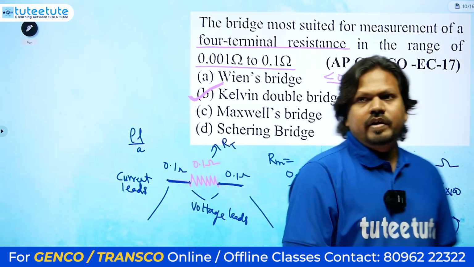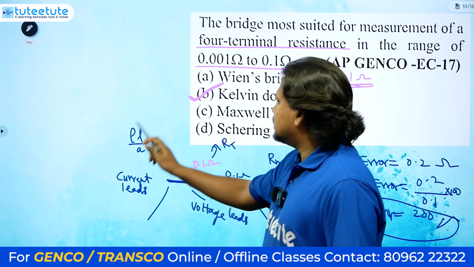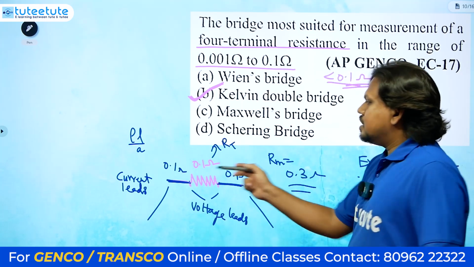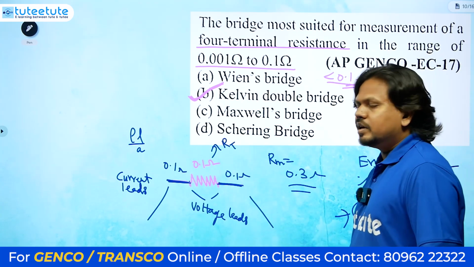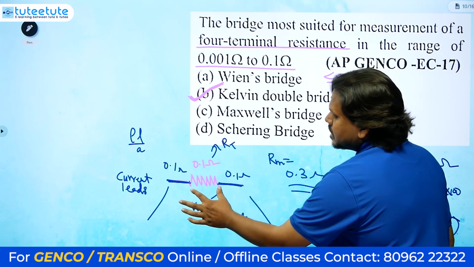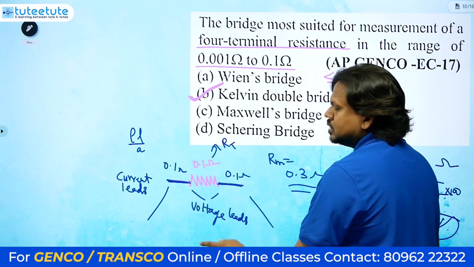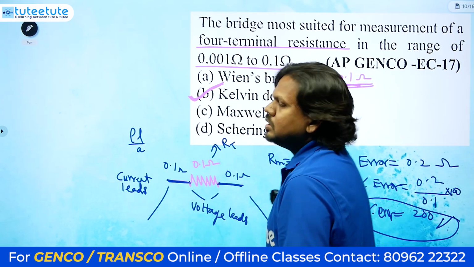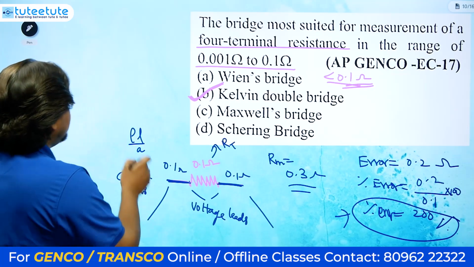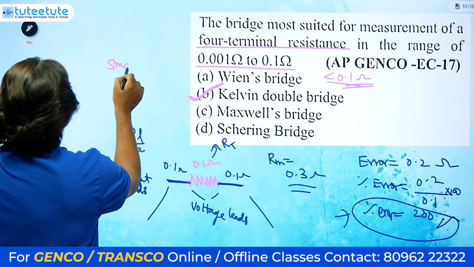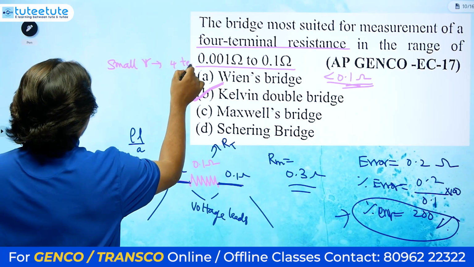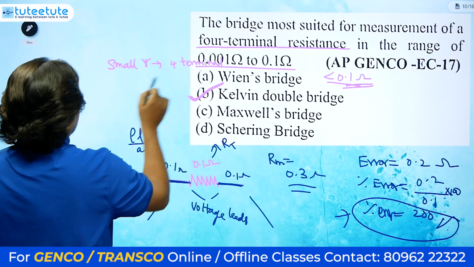When length is less, the resistance of these leads will be less. To calculate the current there is no problem. If you want to check the voltage across the resistance, we use the voltage leads, and to check the current, we use the current leads. So these are 4 terminals, not 2 terminals. That's why a small resistance we need to use as a 4 terminal resistance.